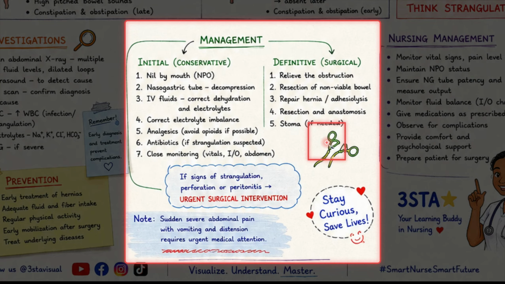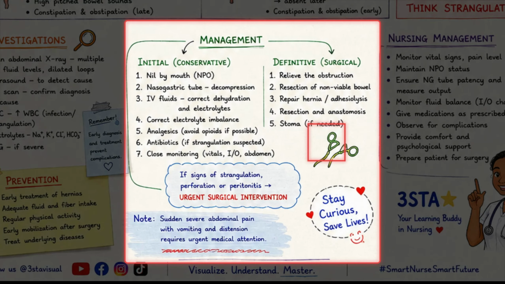Surgical procedures aim to relieve the obstruction via adhesiolysis or hernia repair. Non-viable gangrenous bowel segments are resected, followed by end-to-end primary surgical anastomosis or creation of a temporary stoma. Remember, any signs of peritonitis, strangulation, or bowel perforation require immediate, emergency exploratory laparotomy.